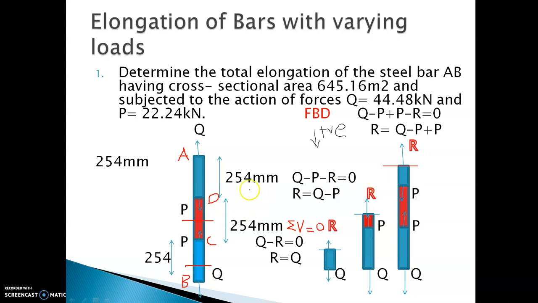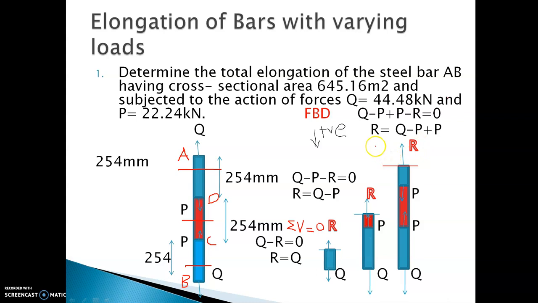Okay. Now let us consider the equilibrium by taking a section line through this portion AD. We are taking a section line through this portion AD, and we are considering the equilibrium of the portion below the section line. So what are the forces acting here? Q is acting downwards, P is acting upwards. At this point P is acting downwards, and let the resultant reactive force be R. So we are assuming it acting upwards.